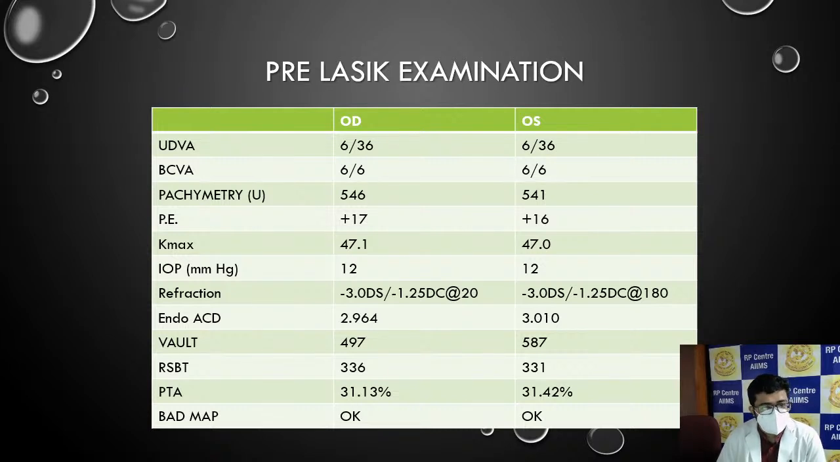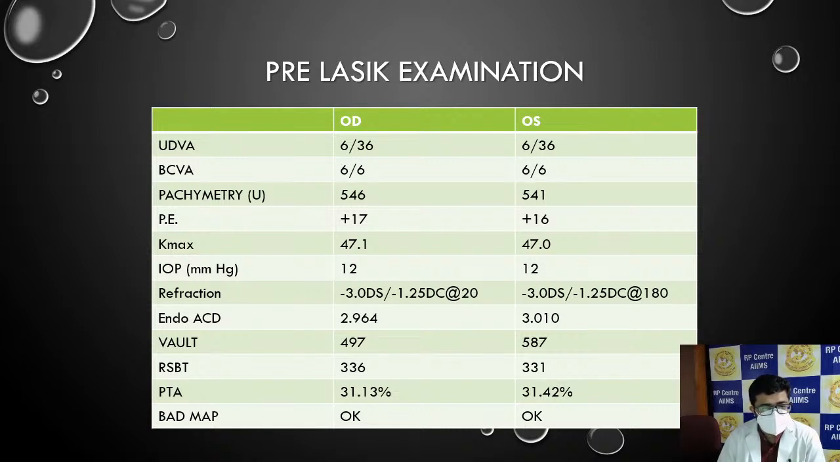And the pachymetry available for us in the right eye was 546 and in the left eye was 541 microns, and the posterior elevation was plus 17 and plus 16 in the right and left eye respectively. The Kmax was 47 in both the eyes. The pressures were within normal limits, 12 millimeters of mercury, and the refractive error was minus 3 diopter sphere and minus 1.25 cylinder at 20 degrees in the right eye, and minus 3 diopter sphere and minus 1.25 diopter cylinder at 180 in the left eye.